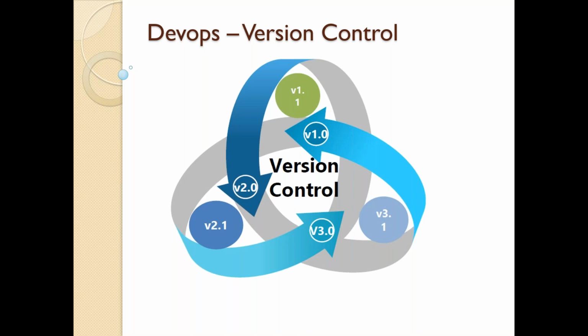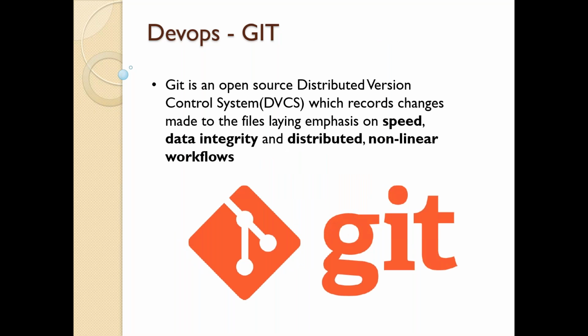Okay, now let's start with the actual stuff that we have to do. So we have to talk about Git. Git is the tool that we are going to use for our version control. So today we are going to install Git, and we are going to work on how to check in our code and how to play around with the code, right?